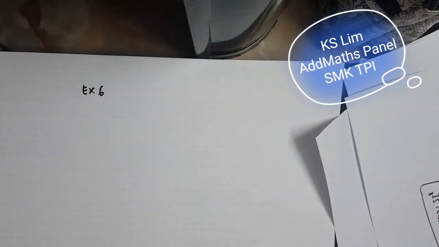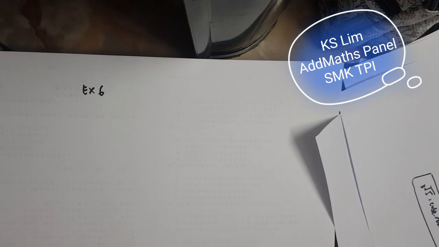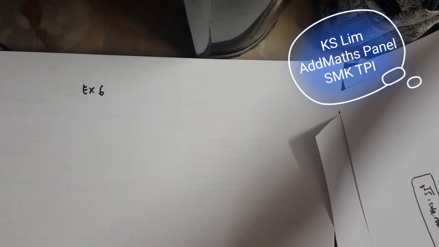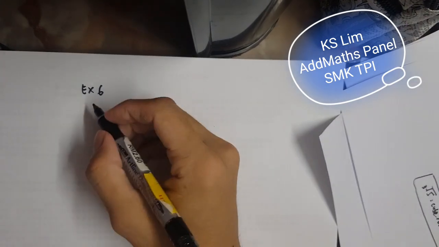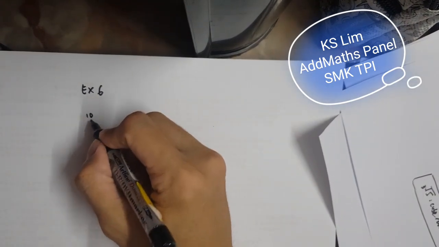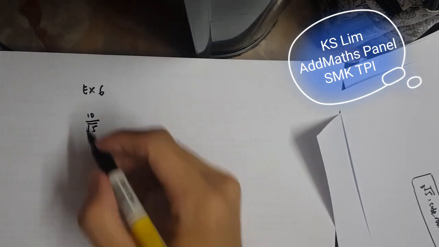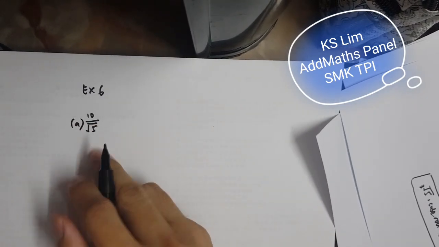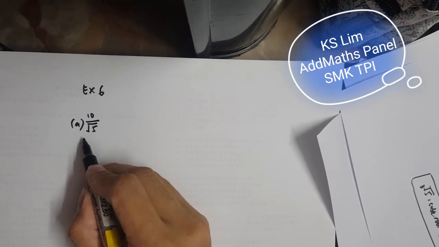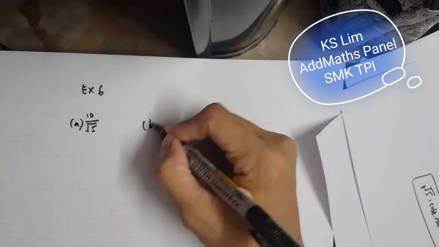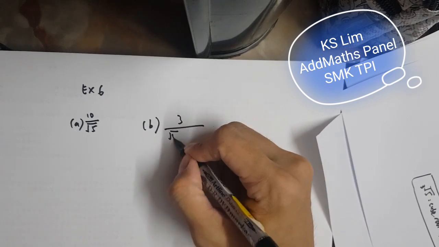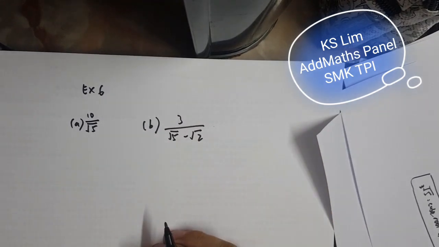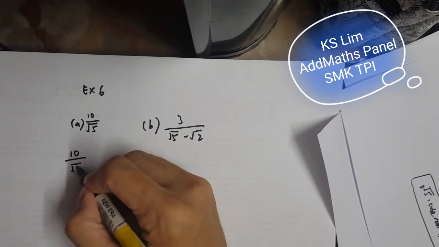Example 6. So now you can look at example 6. Okay, example 6, we are going to use conjugate. So 10 over square root 5. Question A. I have to simplify. So this one is denominator. Denominator ada surd, so kita hilangkan. Question B. 3 over square root 5 minus square root 2. So 10 over square root 5.